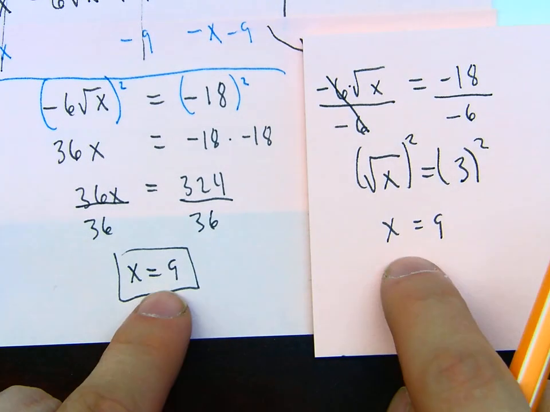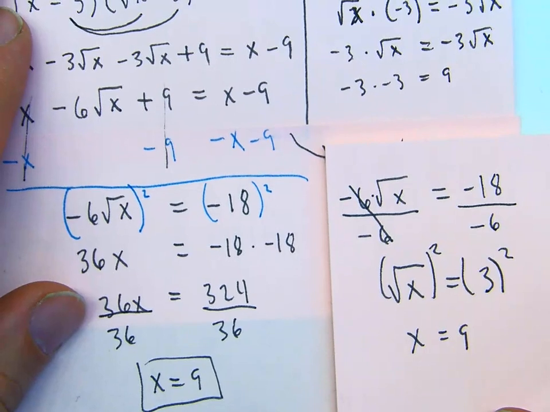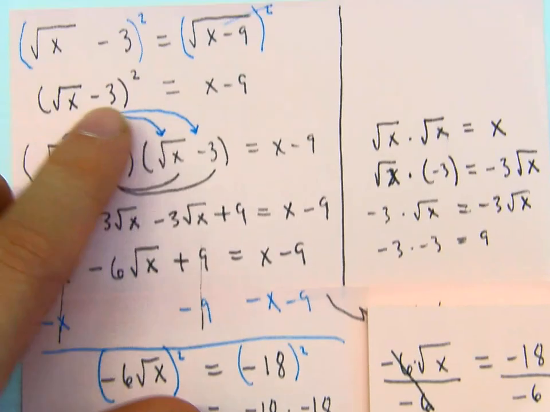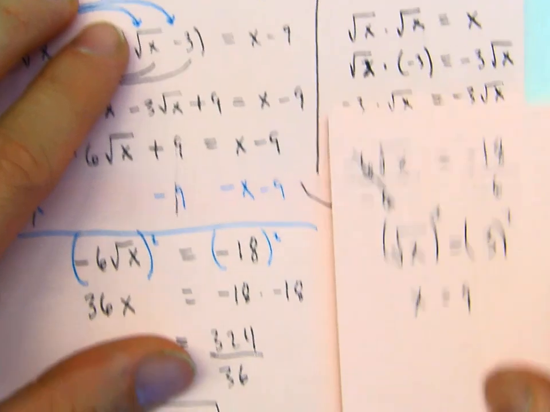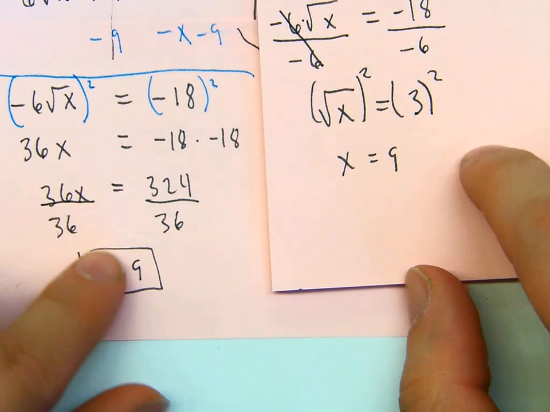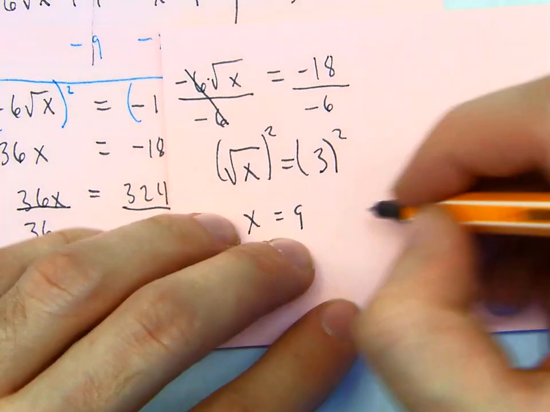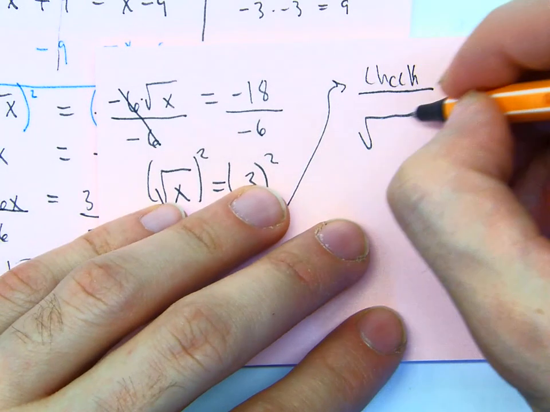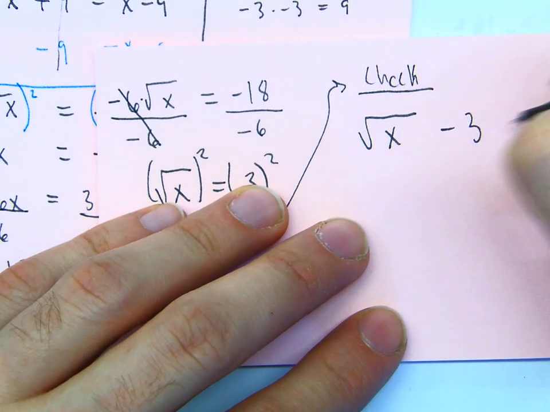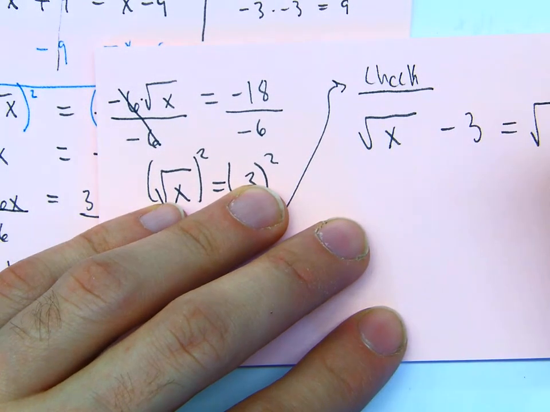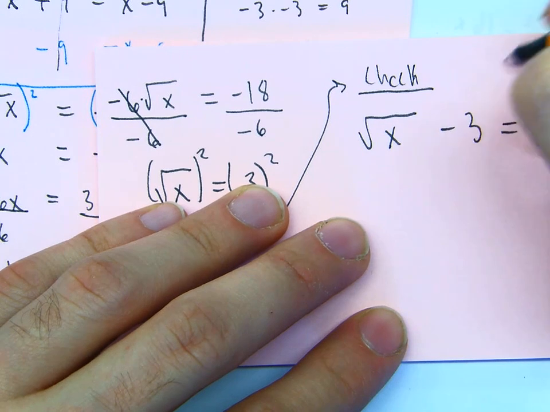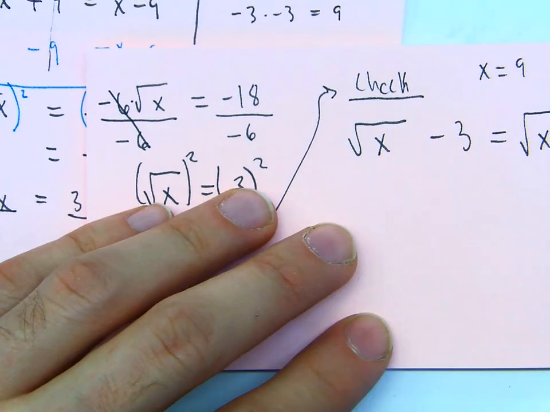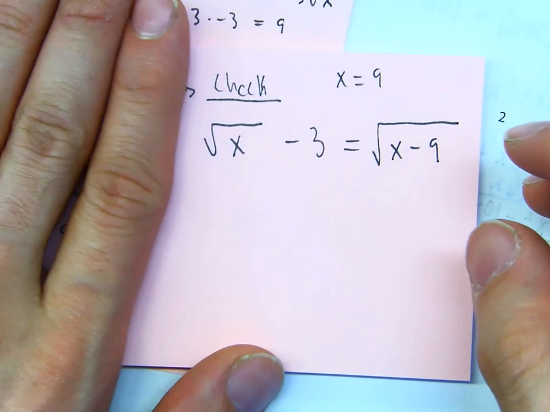But you see, we did all this work to be able to understand this type of problem. But you're not done yet, because don't forget, once you get x equals 9, you've got to check it. Okay, let's see if it works. This is the original, right? Square root of x minus 3 equals square root of x minus 9. So x equals 9, right? So let's see if this works with the check.